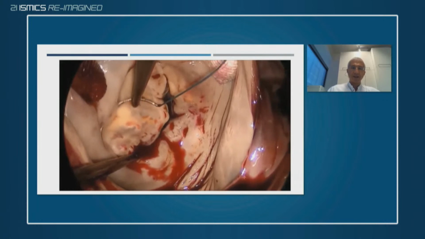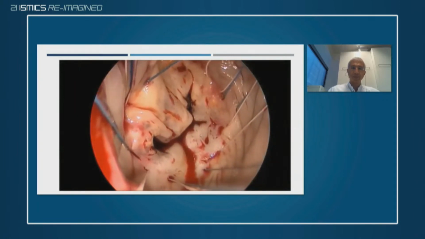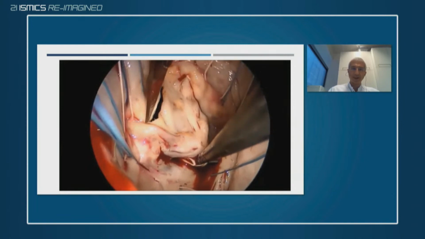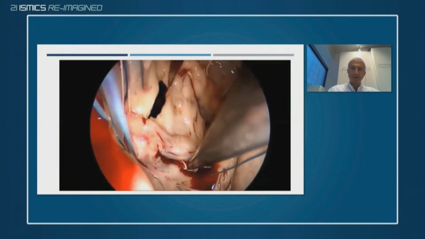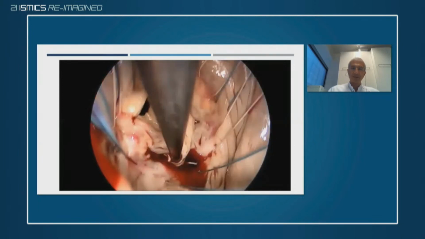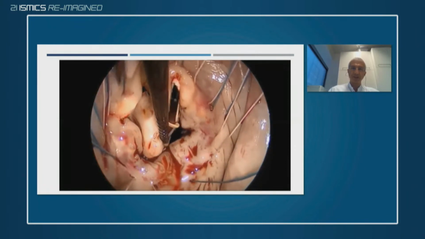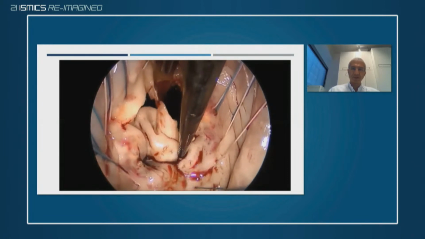We implanted a 34 millimeter flexible LivaNova Memo 4D ring on top of the annular calcification on the atrial side. We did that to increase the landing zone of the transcatheter valve. Then we resected the anterior mitral leaflet after supporting the subvalvular apparatus in order to decrease the risk of LVOT obstruction after the implantation of the transcatheter valve.